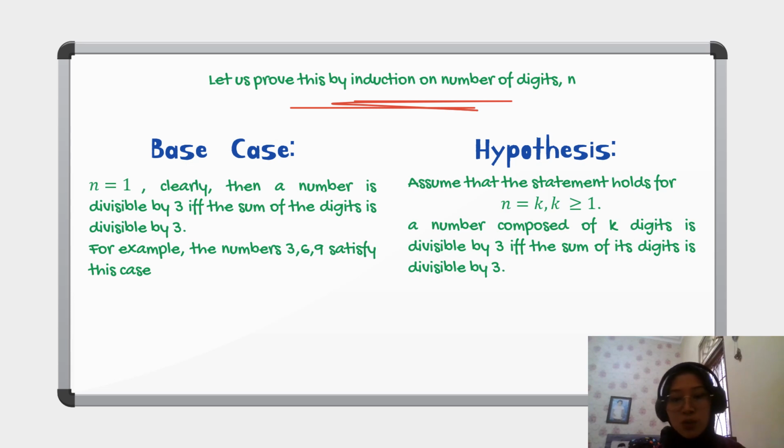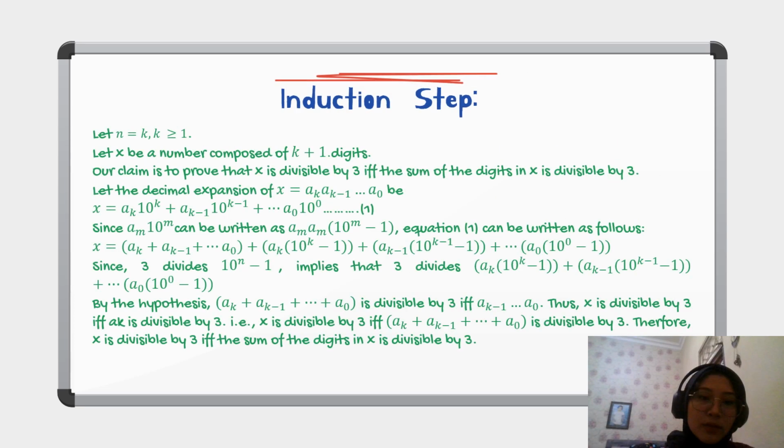So the hypothesis is: assume that the statement holds for n equals k, with k greater than or equal to 1. A number composed of k digits is divisible by 3 if and only if the sum of its digits is divisible by 3. Okay, I know this step looks confusing, but I'll try to explain.